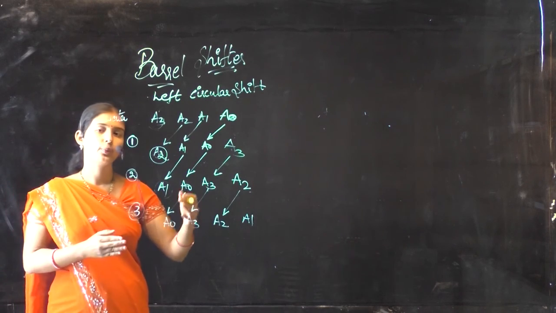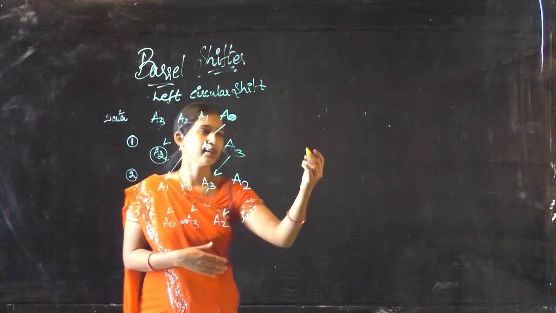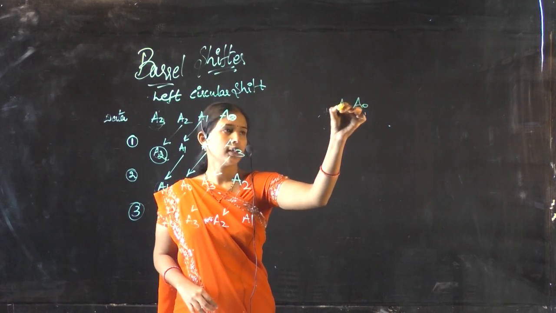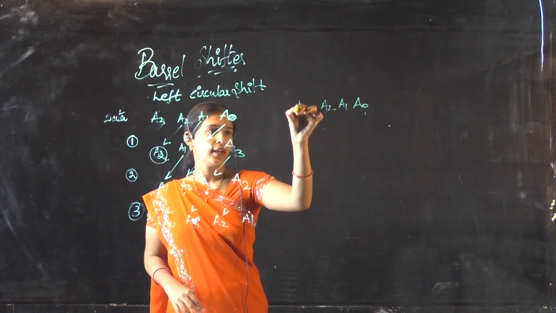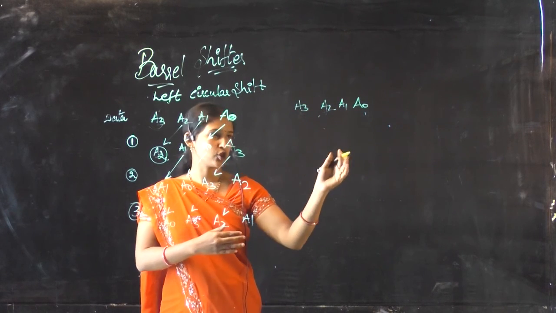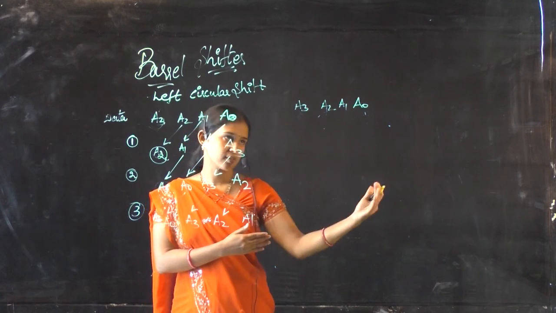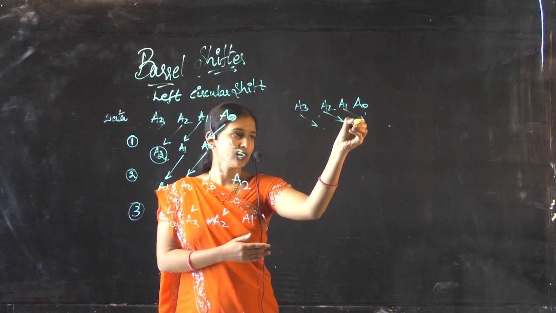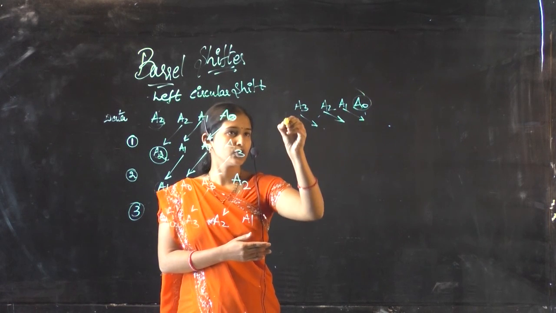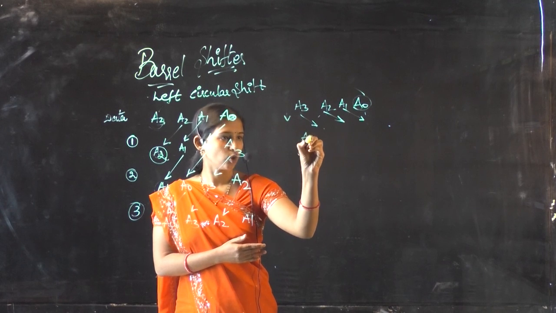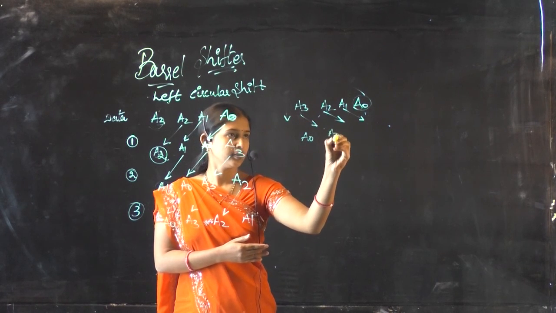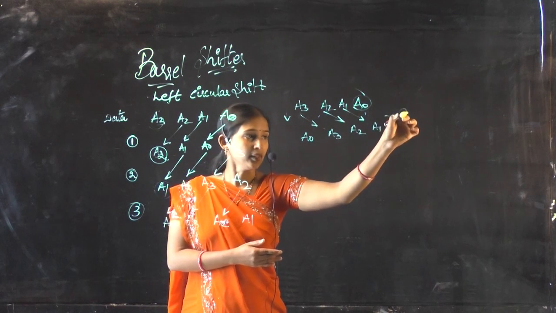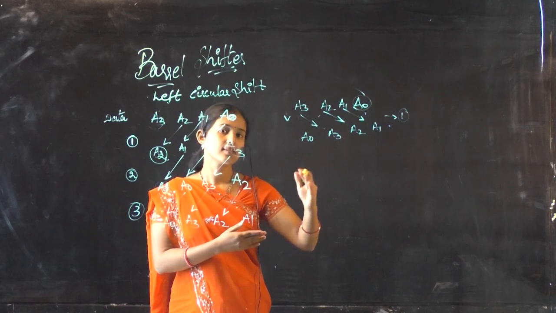Suppose I want a right circular shift. How will it be? See here, A0, A1, A2 and A3. Now all the bits are moved towards your right side. This bit will be moved here, this bit here, this bit here, and this one is circularly shifted to here. That means I'll be getting A0 here, A3 here, A2 here, A1 here. This is nothing but a one-bit right circular shift.